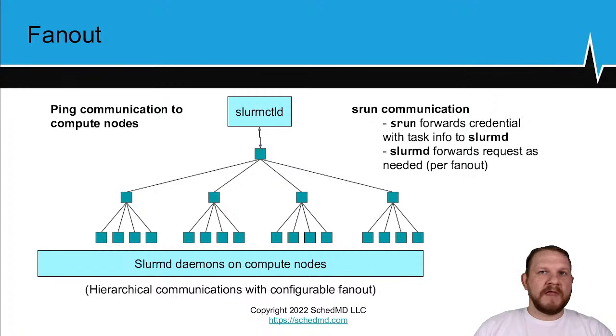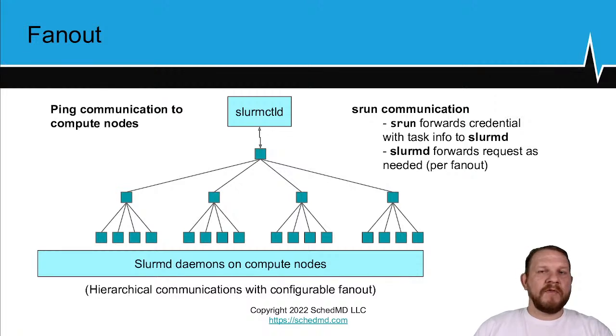Also, there is srun communication. After a job is submitted, srun will forward the credential with that task information to the Slurmd, and then the Slurmd is able to forward that to all the different Slurmds that are a part of that job allocation as per that fanout. So it's really able to make things much more efficient and optimized, especially on larger systems and large jobs, so that there's not a single point of impact on the Slurm controller or on a single Slurmd, where every single Slurmd would have to be communicated with.